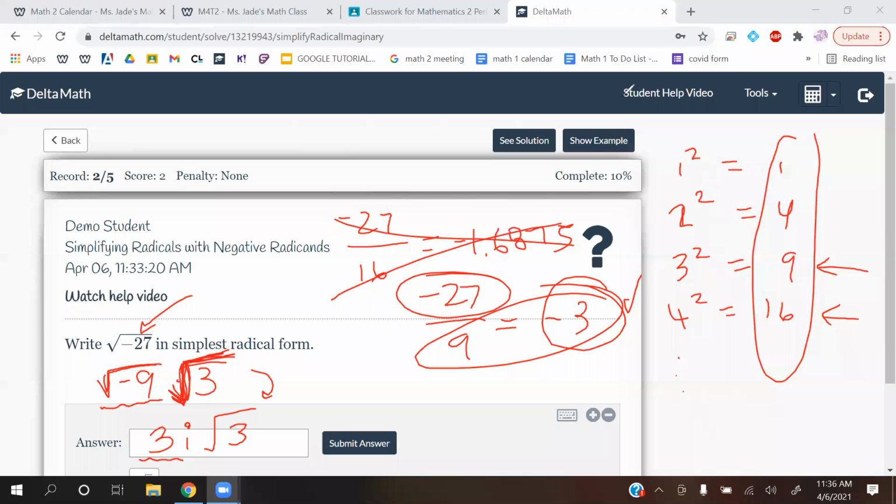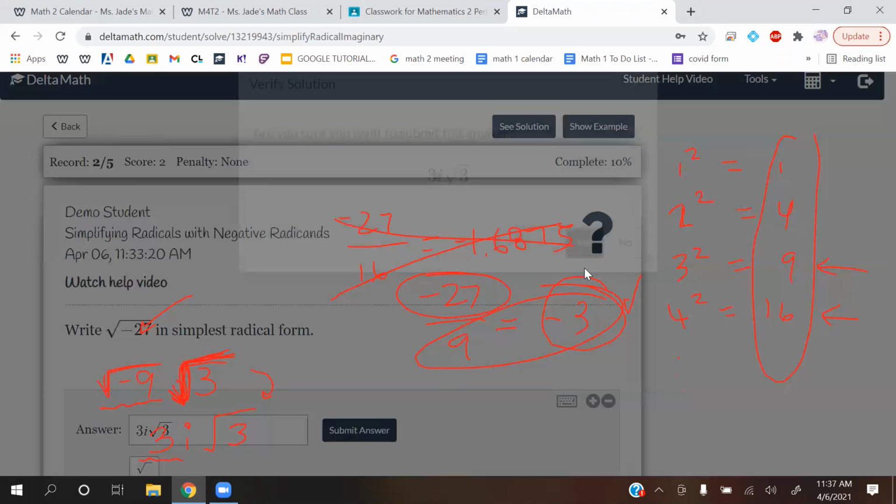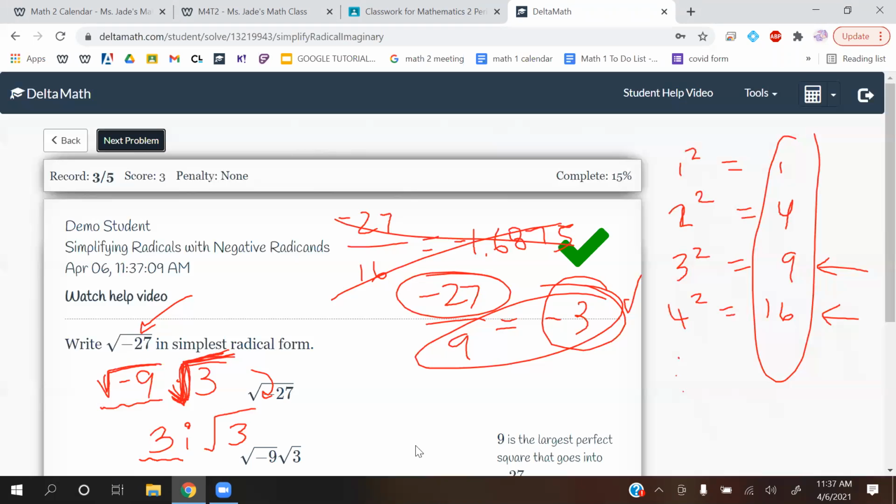Let's type in our answer. 3i square root of 3. I know it looks messy, sorry. I would have shared from my iPad to make it cleaner, but my iPad wouldn't share screen today. Okay, so we got it right.